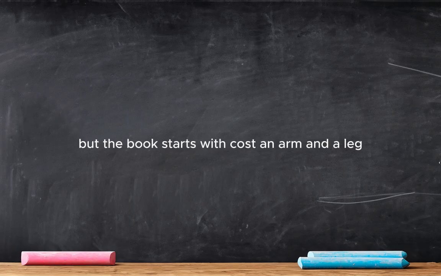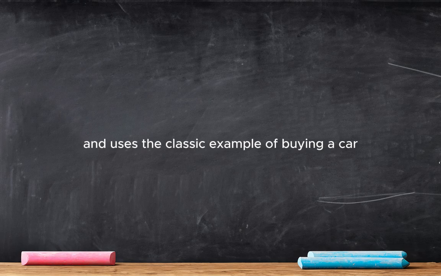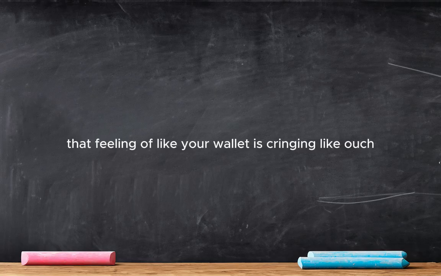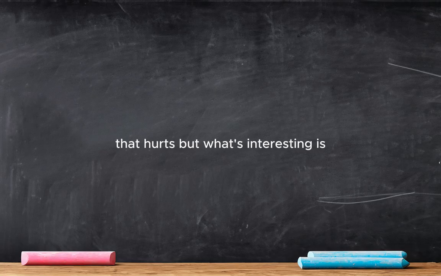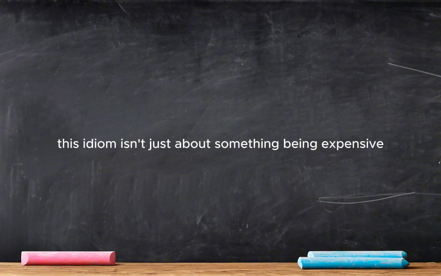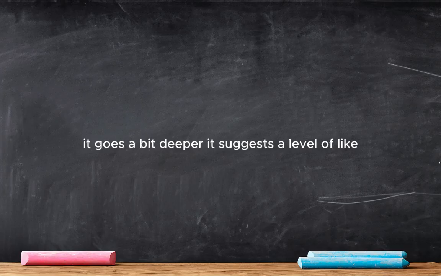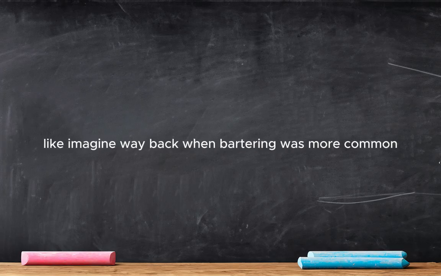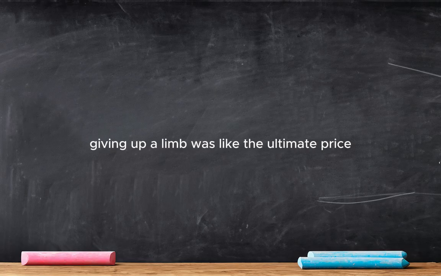Another idiom. But the book starts with cost an arm and a leg and uses the classic example of buying a car. I mean, haven't we all felt that way at some point? Oh, absolutely. That feeling of like your wallet is cringing. Like, ouch, that hurts. But what's interesting is this idiom isn't just about something being expensive. It goes a bit deeper. It suggests a level of sacrifice involved. Right. Like imagine way back when bartering was more common, giving up a limb was like the ultimate price.